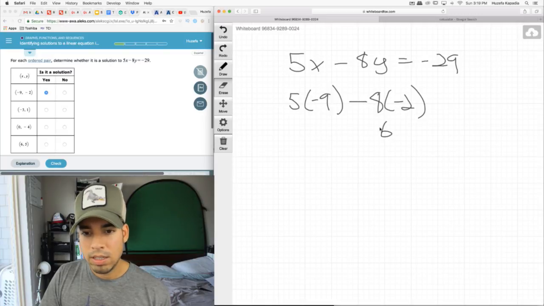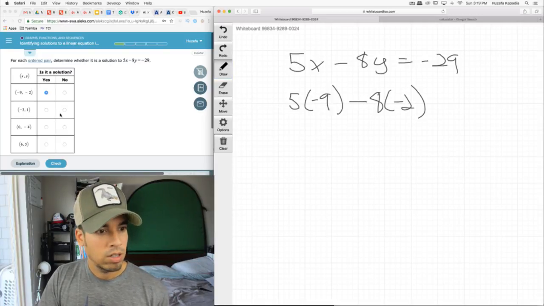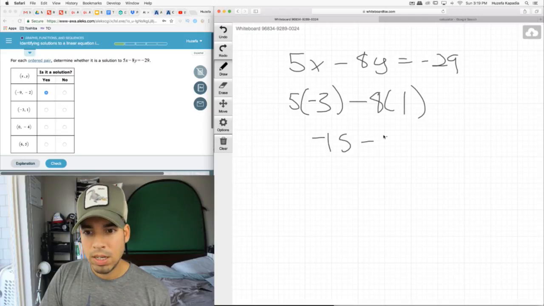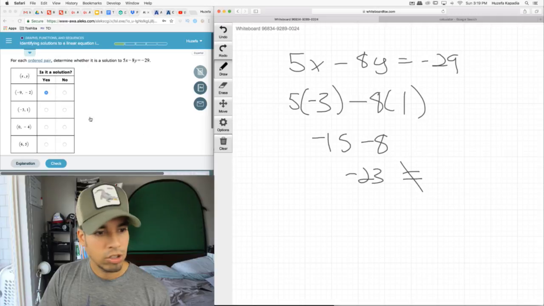Now let's plug in the next one, which is -3 and 1. -15 minus 8, that's -23. This is not a solution because it doesn't equal -29.